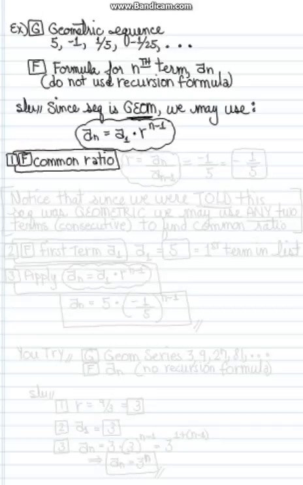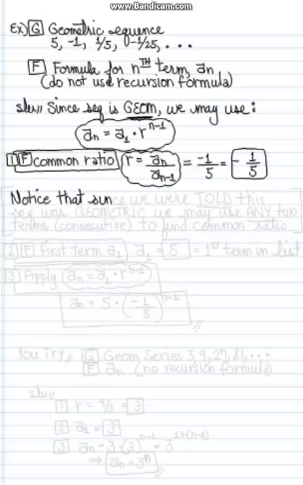Well, r is acquired by taking any term a sub n and dividing by the term that came before it, a sub n minus 1. So let's take the term -1 and divide it by the term that came before it. -1 divided by 5 equals -1/5. So we have our common ratio r equals -1/5.